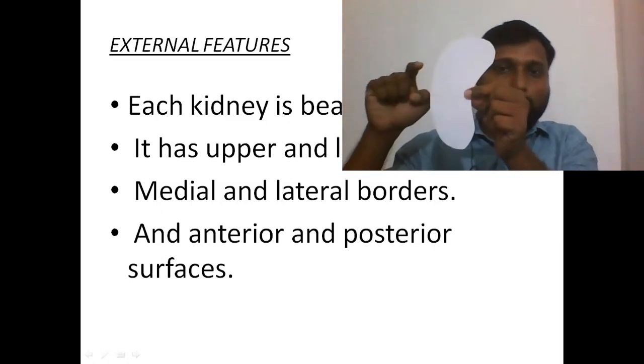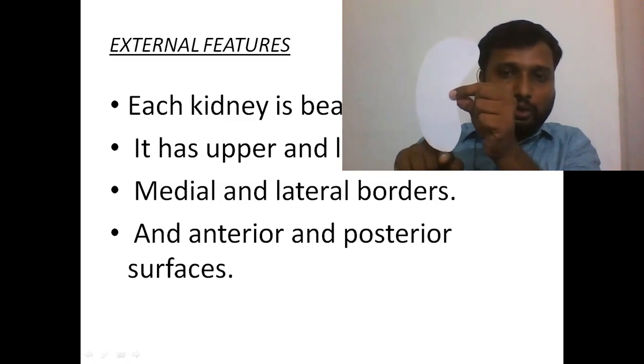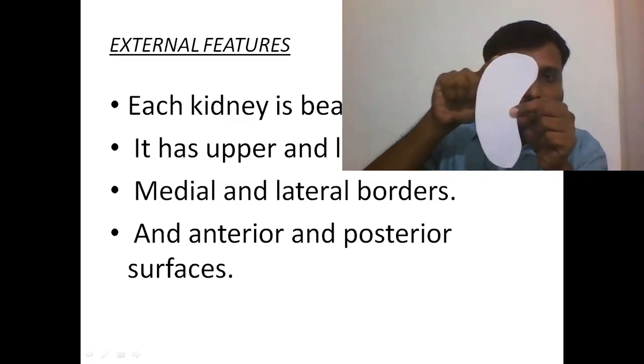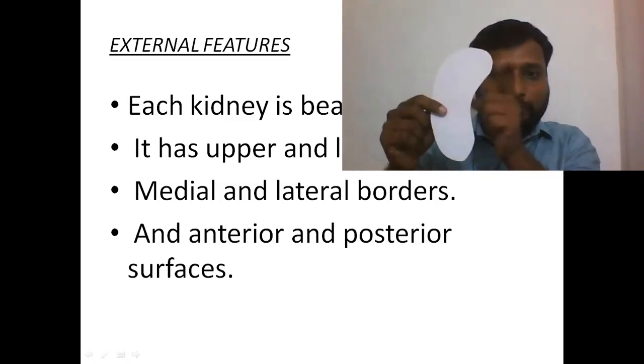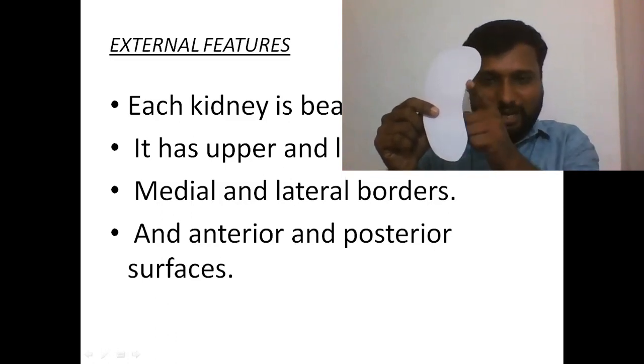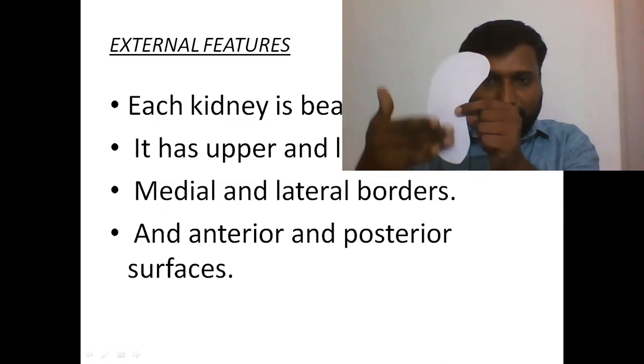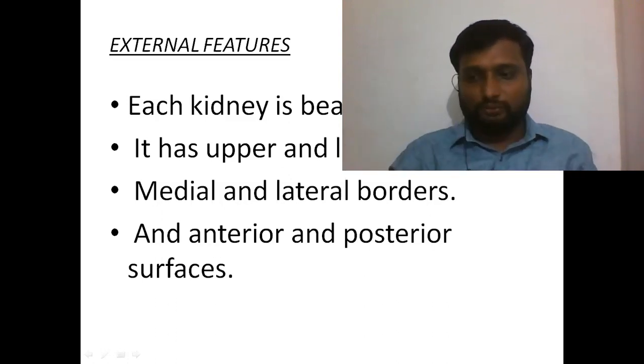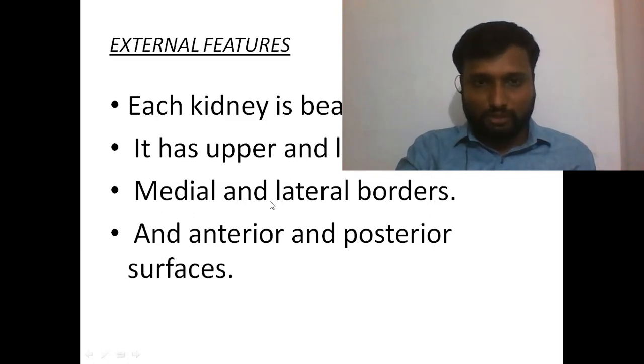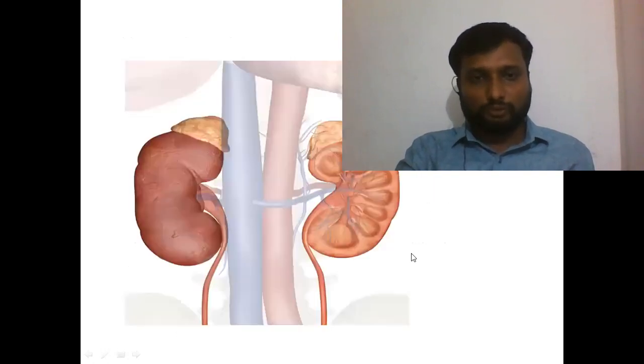It has two poles, upper pole and lower pole, and two borders, lateral border and medial border. The middle part of the medial border is concave. Then two surfaces, anterior surface and posterior surface. Now we'll see the details in the PPT. Each kidney is a bean-shaped structure, that is clear now. It has two poles, upper pole and lower pole. It has two borders, medial and lateral border. Then two surfaces, anterior and posterior surface.